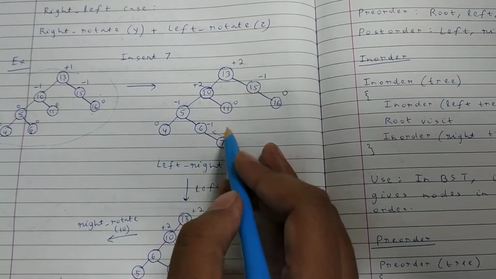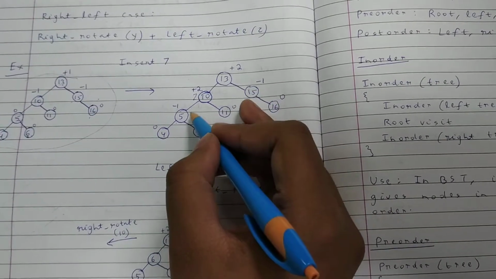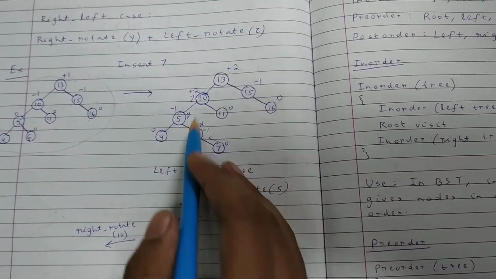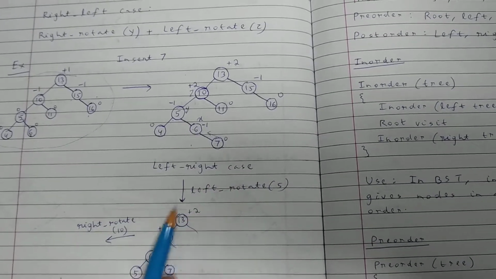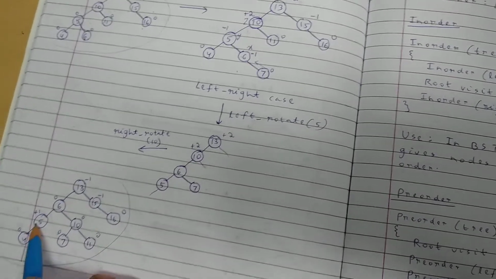So now we have to see the condition. 10 is Z, 5 is our Y, and this is X. So this is the left-right case. In a left-right case, first we left rotate 5 to get this, then we right rotate 10. In the final tree, we can see all the nodes are balanced.